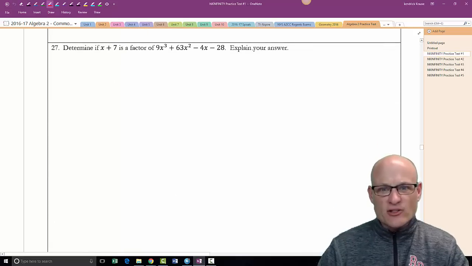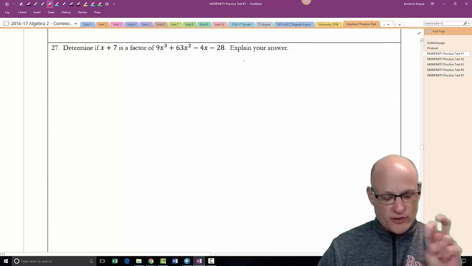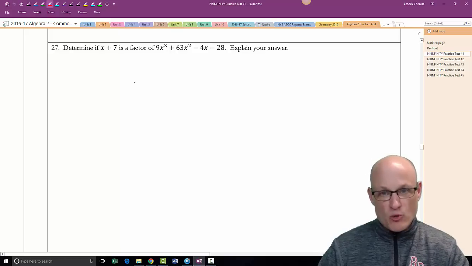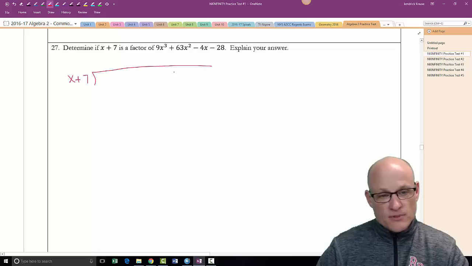Determine if it's a factor. Explain your answer. Okay, there are 2 ways to do this problem. I will show you both ways. The first way is to prove by showing by long division. So I will just prove this by long division. If this divides in evenly, oops.